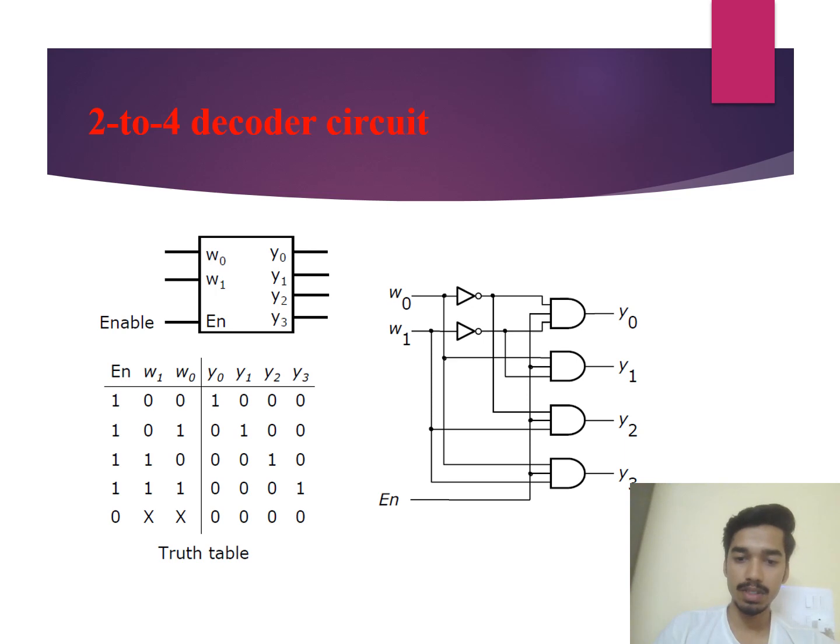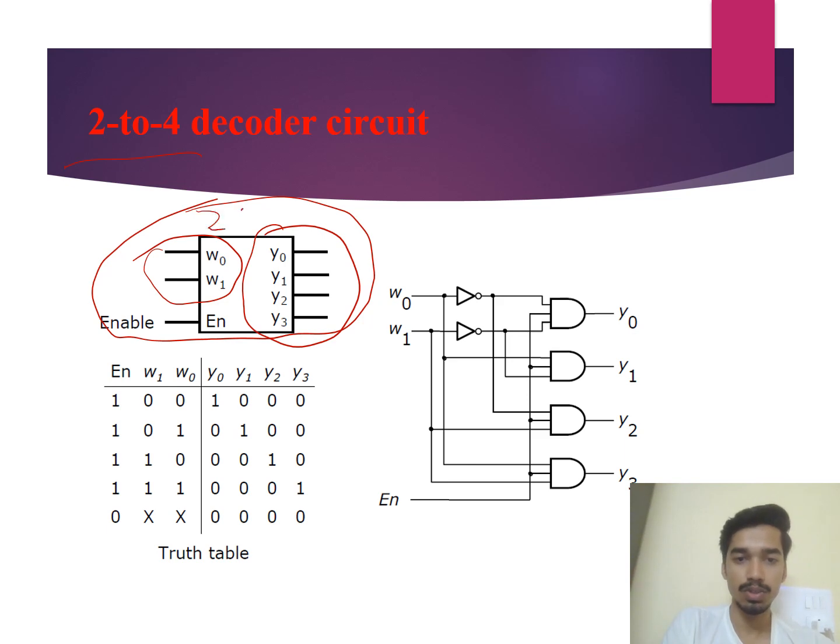So here we have the first type of decoder, that is the 2 to 4 decoder circuit. This is the block diagram of the 2 to 4 decoder, which has two input lines and four output lines. That's why the name is 2 to 4 decoder, and one enable line is also there. Coming to the truth table of the 2 to 4 decoder, we have the enable line as 1 and there are two inputs. For 0 and 0, we are getting the output Y0 as 1, that is, high. So this output is high for 0 and 0.